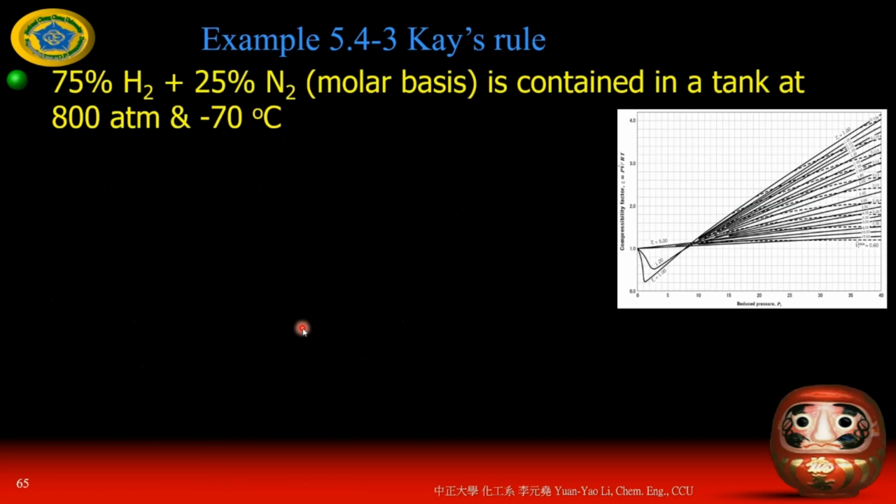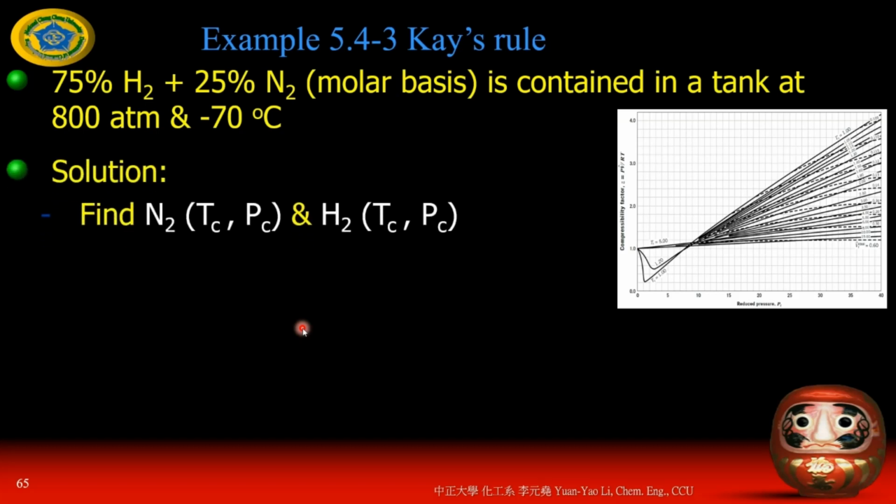Right, so let's do it. Let's go to step 1. The solution, step 1 is what? You need to find the critical temperature and critical pressure of the nitrogen and hydrogen, right? First, of course. This is important.